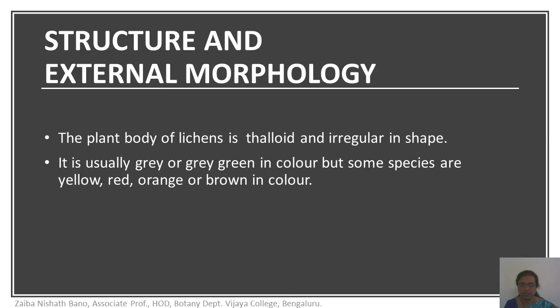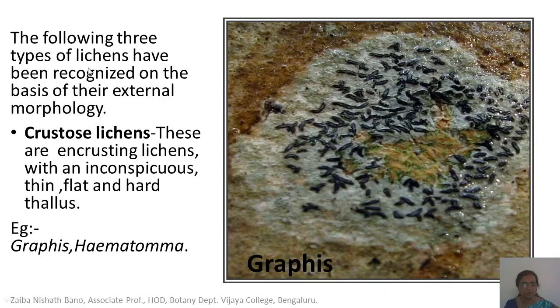Now, coming to the structure and ecology of lichens. The plant body, as we have understood, is thalloid, irregular in shape, as we have seen in the photographs, grey or grey-green in color, but also in some species yellow, red, orange or brown in color. As I have shown you in the previous slides, we saw lichens which were orangish brown in color too. Depending on the external morphology, three types of lichens have been recognized: crustose lichens, foliose lichens and fruticose lichens.